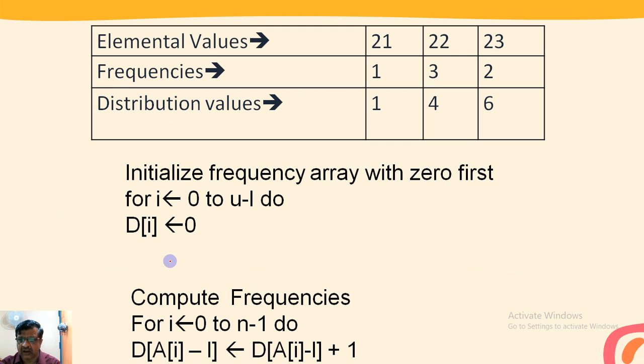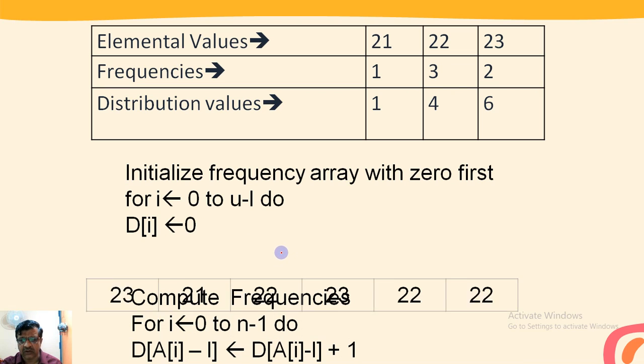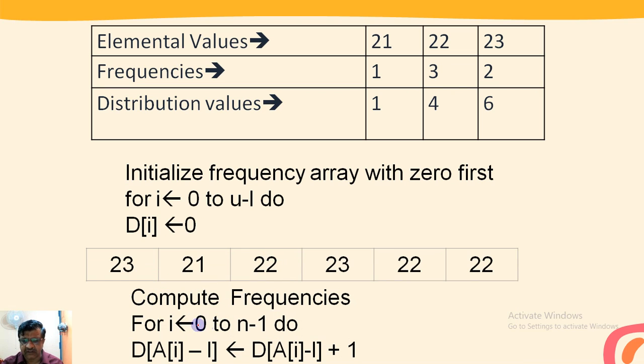Now we will try to write the algorithm. Once again this table is held over here for the sake of clarity. First of all we have to generate the frequency array. The frequency array will not have anything before, therefore it should be initialized with 0. So for i equal to 0 to u minus l, u is here 23, l is 21, 23 minus 21 is 2, therefore this will run for 3 places, 0, 1 and 2. So the distribution value, that is the frequency value, is initialized to 0.